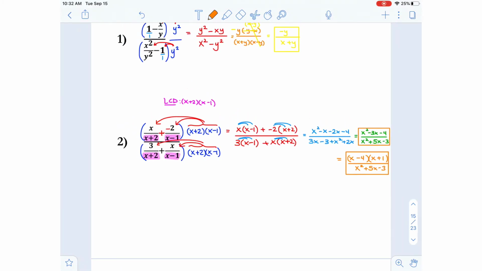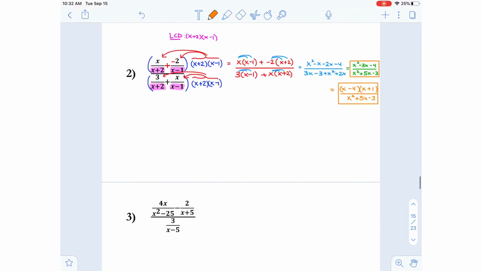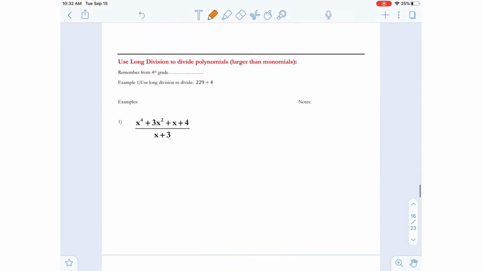Kind of crazy. So that's complex fractions. We'll do another one all together. Let's get into long division. I'm just going to do one example of long division, and we'll do the last 2 examples together.